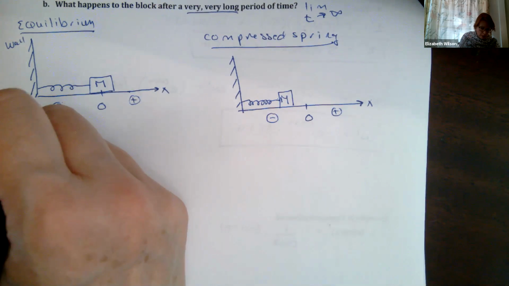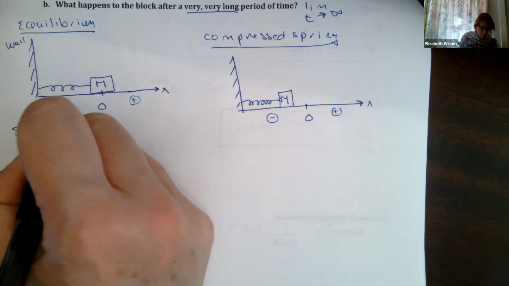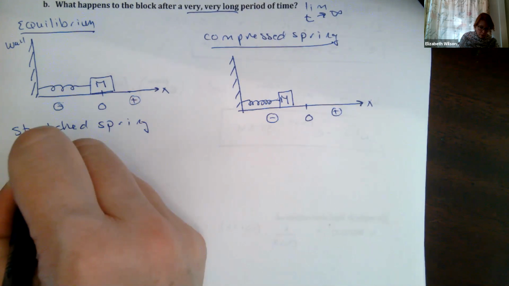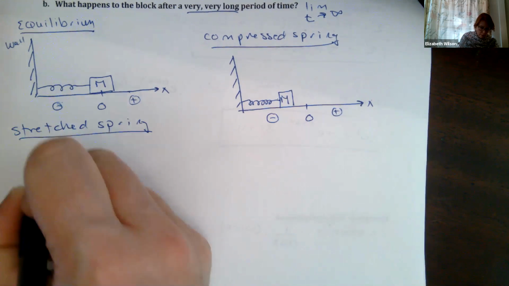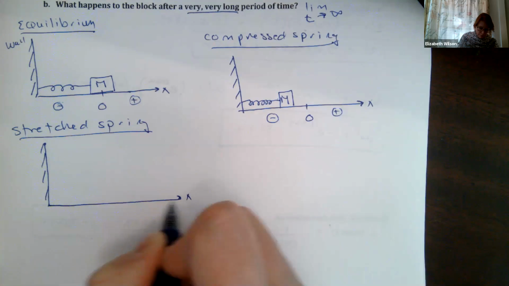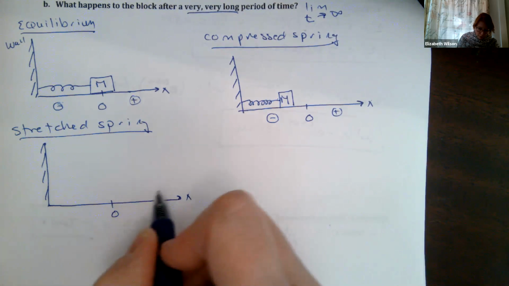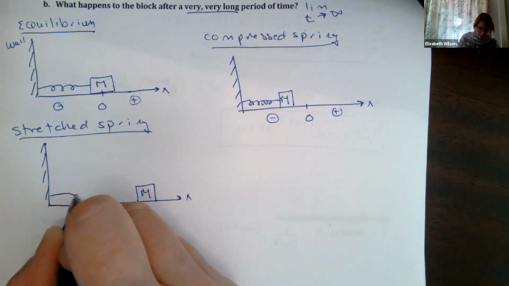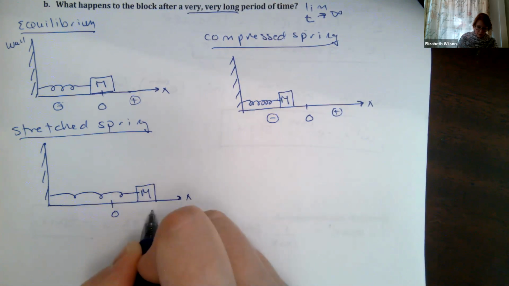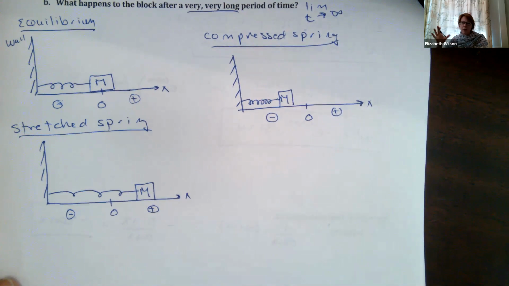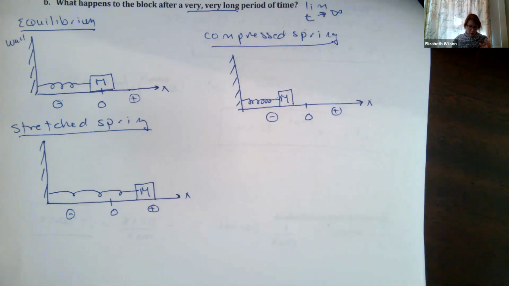And then let's do a stretched spring. Here's our wall, here's our floor, here's our equilibrium. Here's our mass. I'm going to try to exaggerate that I've stretched it out. So you can visualize what it means when we say what's happening.